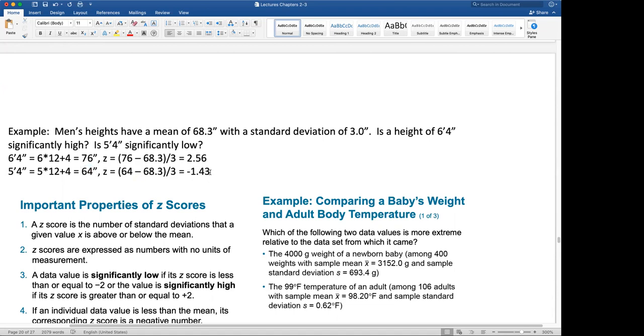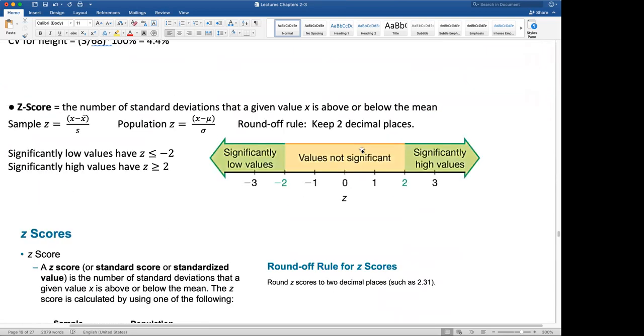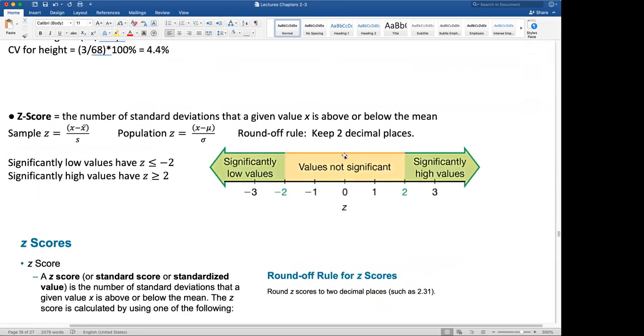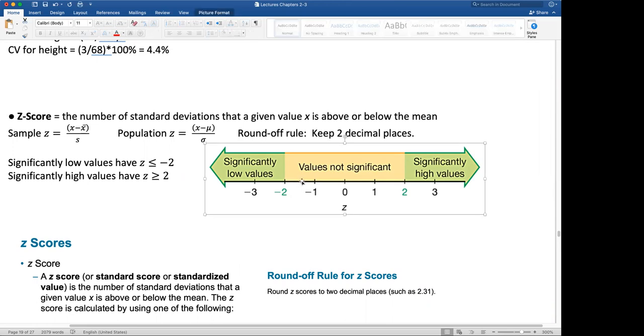And then the second data value, 5 feet 4 inches, which is 64 inches, has a z-score of negative 1.43. It means that the position of that data value on the number line is right here, about negative 1.4.